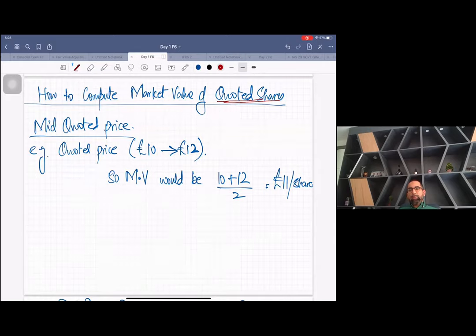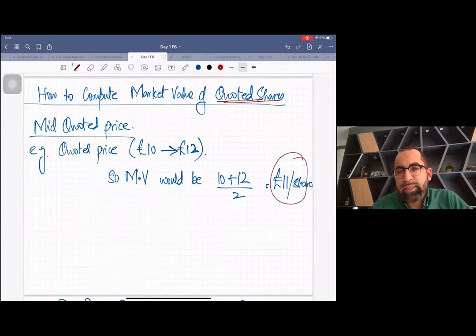So what is the market value? Market value is the mid quoted price. For example, your lowest quoted price is 10 and the highest is 12. So 10 plus 12 divided by 2 is 11. This is the mid. Very simple. Whenever you need to calculate the market value of quoted shares, it's the mid price.